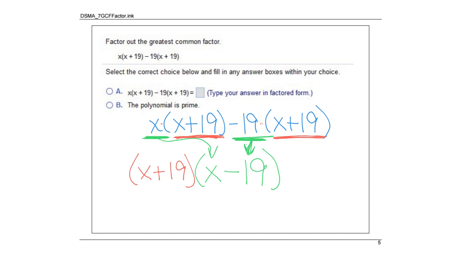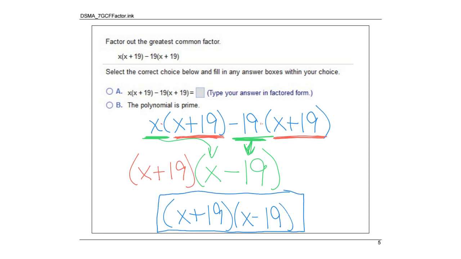Okay, so we pulled what was in common to both. That was the x plus 19. And then we grabbed what was left after we pulled that out. What was left was the x minus 19. And that is actually our answer. Now the problem is if we multiply this back, it might not look like it's in the same form, but what would happen is you'd have x plus 19 times the x, that would give you the first term, and then x plus 19 times the negative 19, and that would give you the second term. All right, let's try another one.